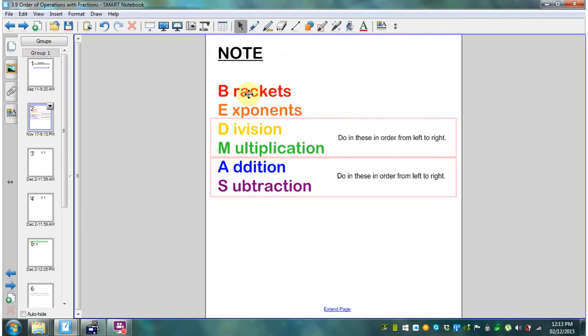Order of operations refers to BEDMAS. You do anything in your brackets first, then you do exponents, then you do division and multiplication depending on which order they show up in. You do it like you're reading a book. You read from left to right, and then you solve your division and multiplication problems like that. And then the same thing with addition and subtraction. You leave that for last, and then you do these in the order from left to right.